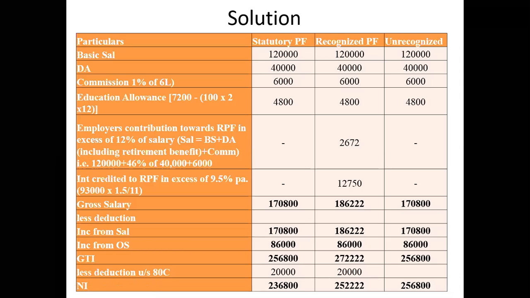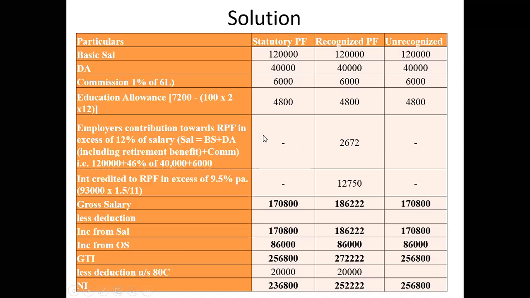How much did you receive? 20,000. How much can you claim benefit? 17,000 odd. So what is the balance amount? So 2,672. Yes, sir. So that is the amount that is going to be taxable. That is the reason I have mentioned it under recognized provident fund.